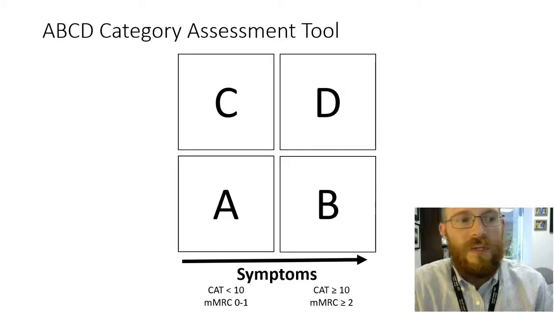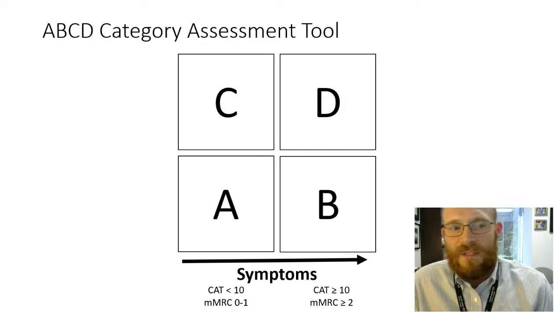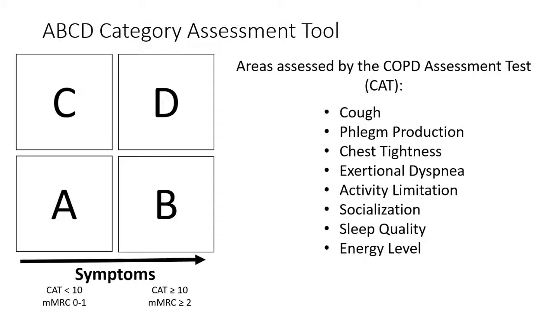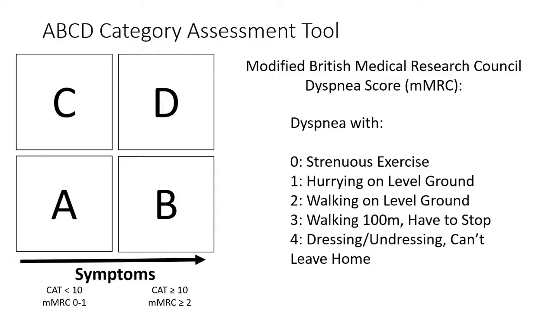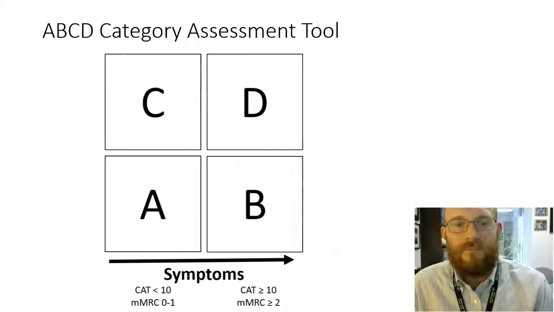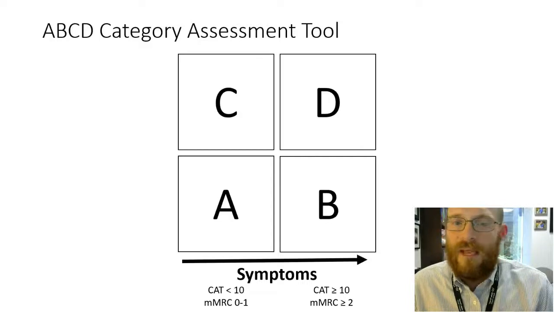Respiratory symptoms are measured using one of two scales: the COPD Assessment Test, or CAT, or the Modified British Medical Research Council Dyspnea Score, or MMRC. The GOLD report prefers the CAT over the MMRC because it assesses multiple symptoms, whereas the MMRC simply assesses breathlessness. A patient with a CAT score less than 10 or an MMRC score less than 2 is classified in one of the low symptom groups, either A or C.